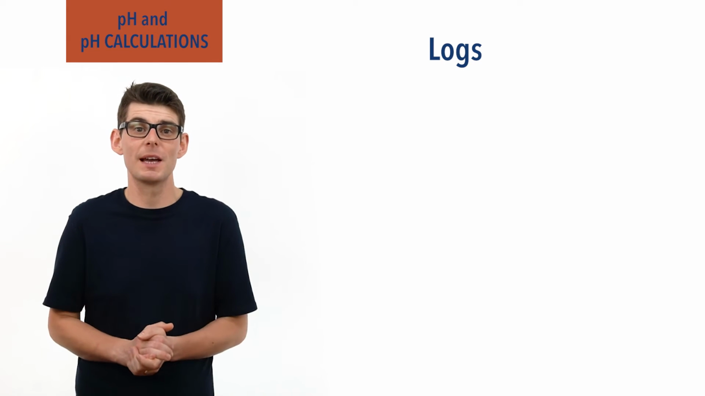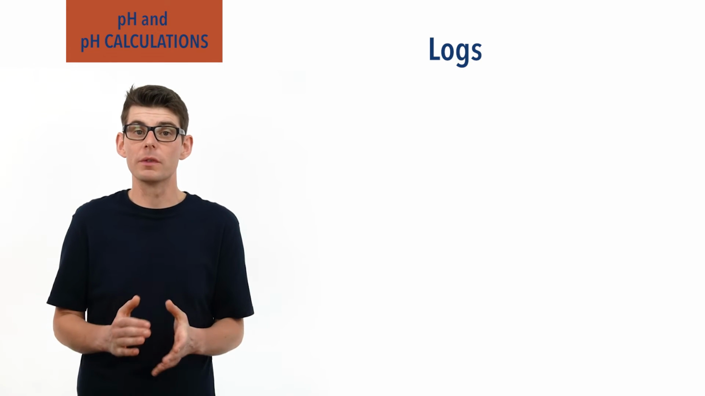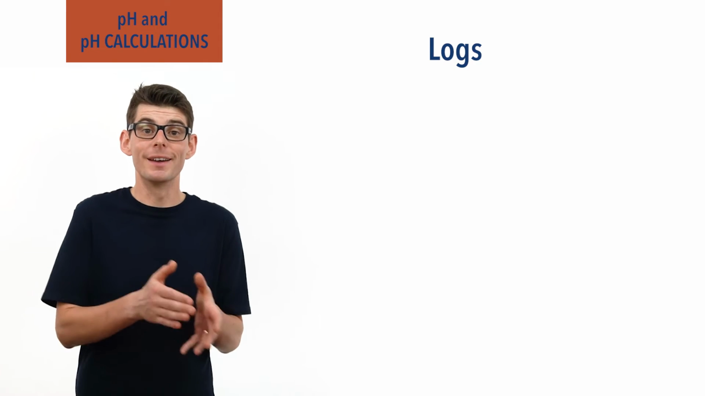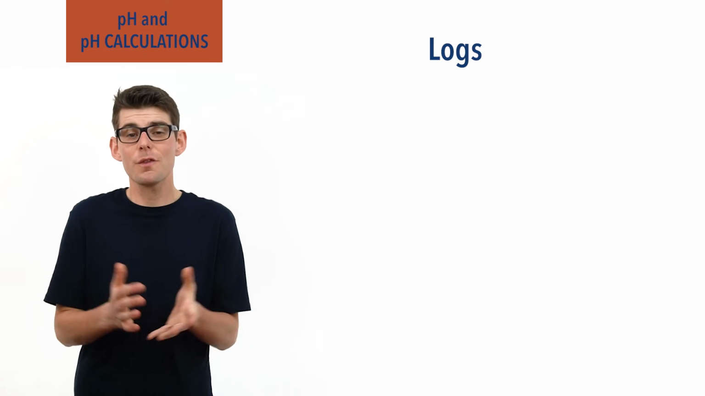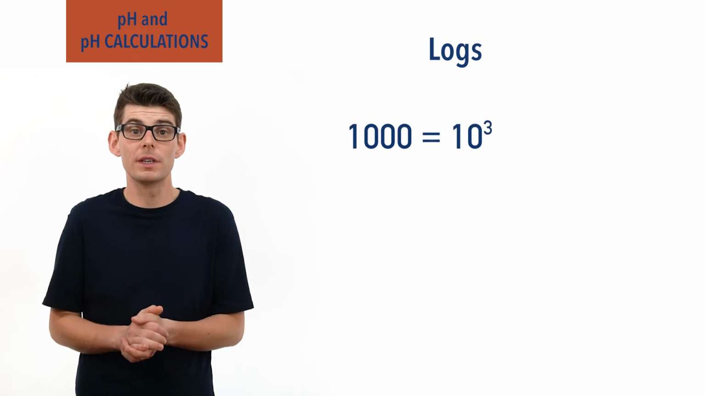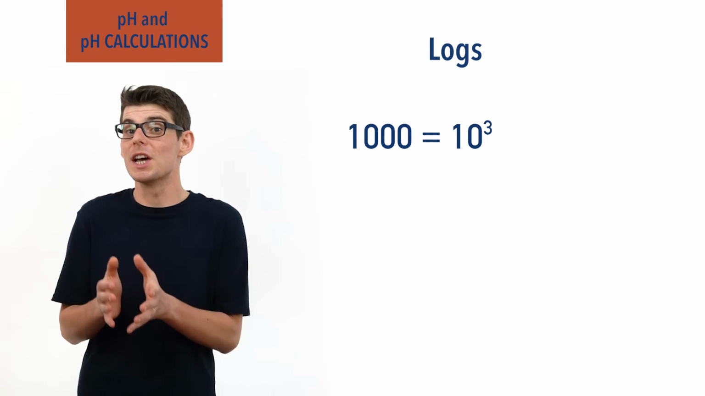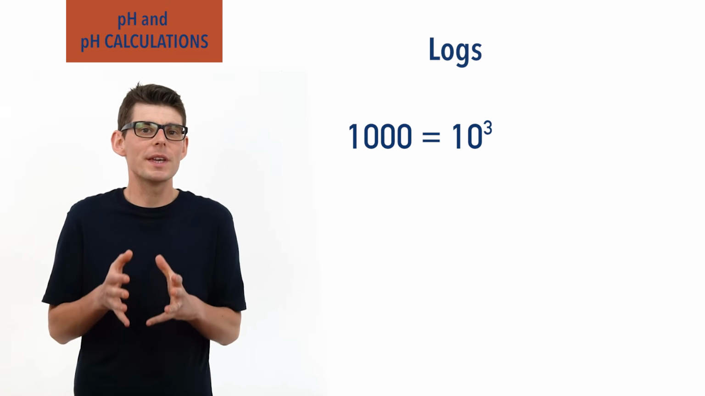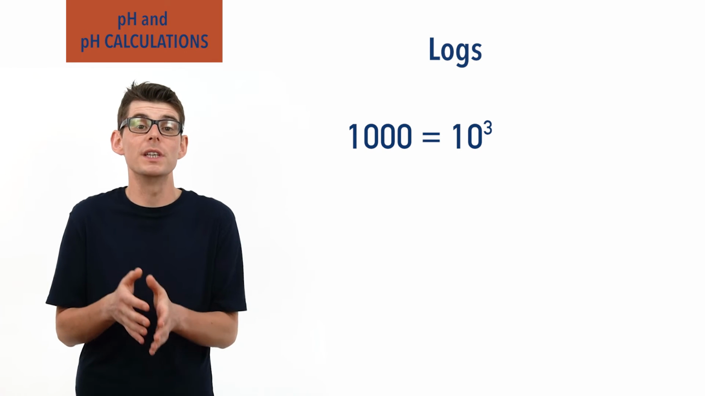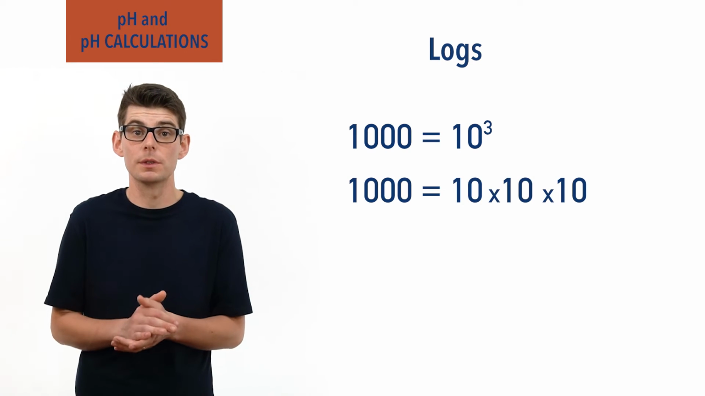Without getting too bogged down with advanced maths here, a logarithm is the number of times one number must be multiplied to give another number. For example, we can write 1,000 as 10 to the power 3. For maths students, this is called an exponent. Now, we can see from this that 10 has to be multiplied by itself 3 times to get to 1,000.